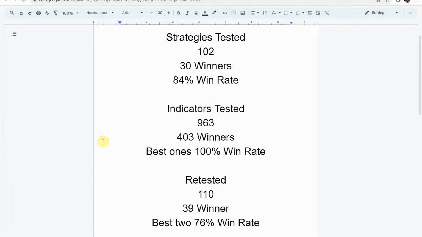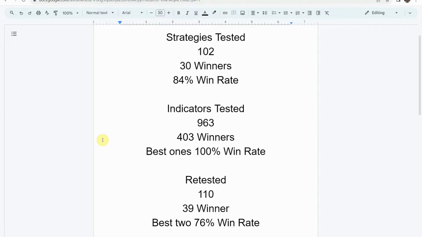on the best strategy that we have tested so far. We've also tested a total of 963 indicators, with 403 of them being winners. The best ones so far were able to achieve a 100% win rate. Now you need to go back and watch those videos to understand the context of how they were able to achieve that. So go back and watch those videos and see what you can get out of those winning indicators.